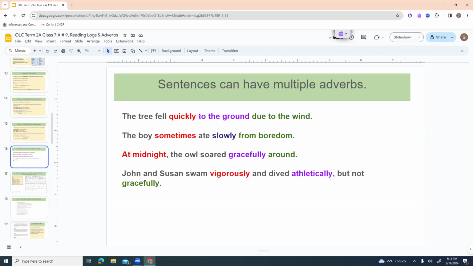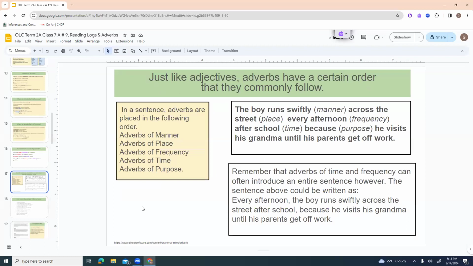Now, some of these could also be considered prepositional phrases, like to the ground or at midnight. And again, like we were talking about, sometimes there's crossover between prepositions and adverbs. Okay. Now, just like with adjectives, adverbs have a certain order that they commonly follow if there's more than one in a sentence. Generally, you're going to have adverbs of manner first, then adverbs of place, adverbs of frequency, adverbs of time, and adverbs of purpose. So an example might be: the boy runs swiftly (manner) across the street (place) every afternoon (frequency) after school (time) because (purpose) he visits his grandma until his parents get off work.